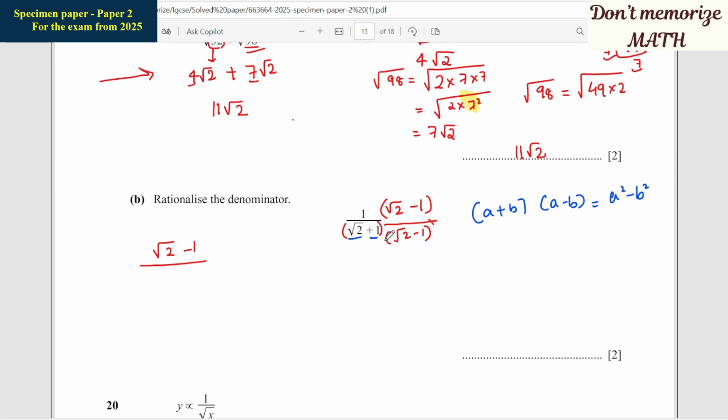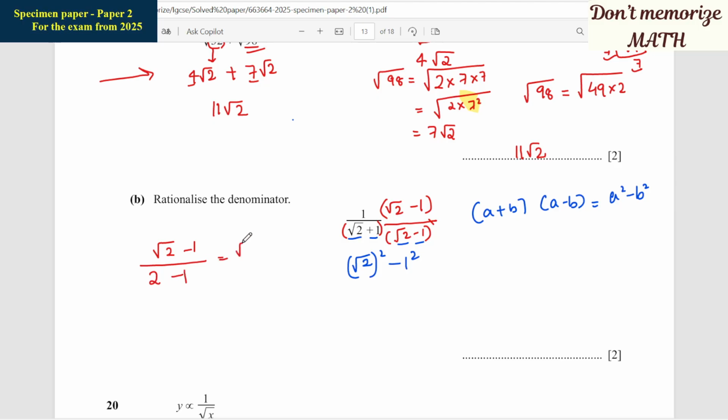Square root of 2 plus 1 times square root of 2 minus 1 is square root of 2 whole square minus 1 square. Okay, square root of 2 whole square is just 2, root and square will cancel, then minus 1 square is 1, so 2 minus 1 is 1. So you will get square root of 2 minus 1 divided by 1, so the final answer is square root of 2 minus 1. Okay, now you can see there is no fraction, so we rationalize the denominator.